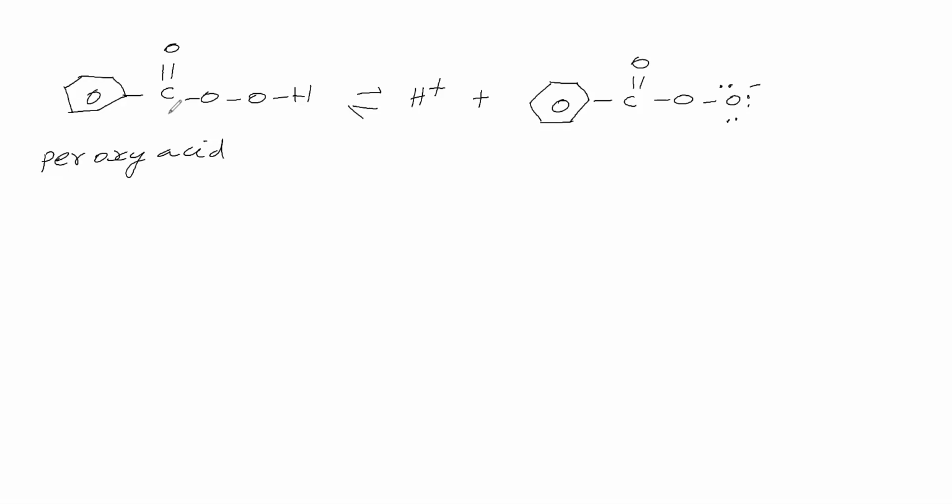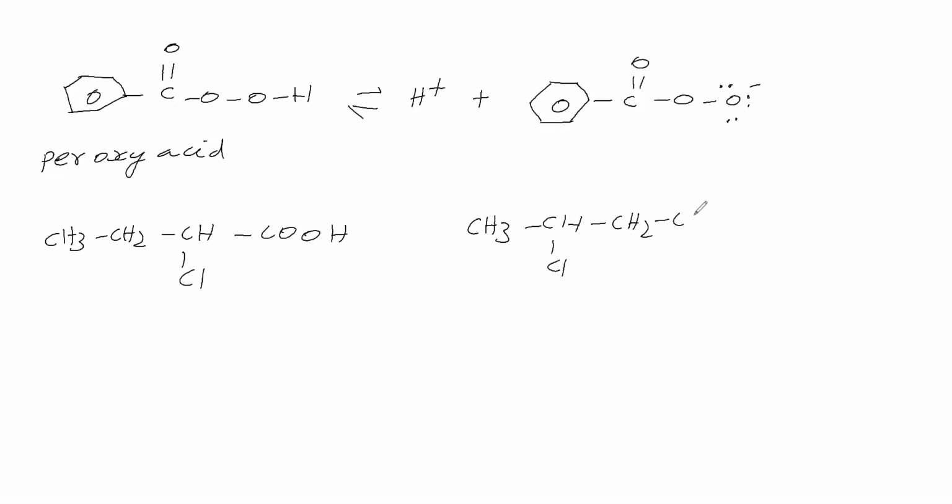Sir, next we will take CH3, CH2, CH, Cl, COOH. Then we will take CH3, CH, Cl, CH2, COOH. Which is having higher acidic nature? Which carboxylic acid is having higher acidic strength? That we will see.